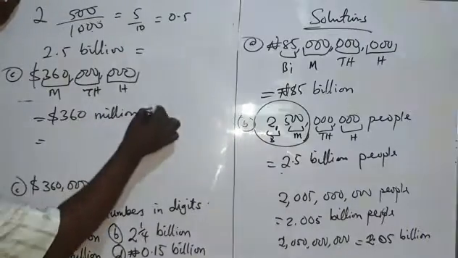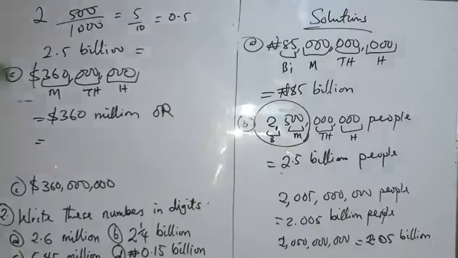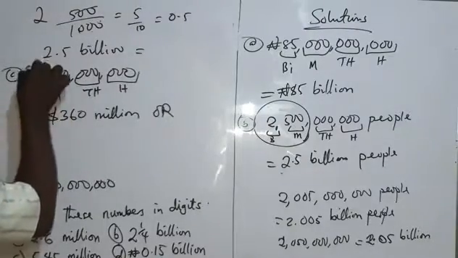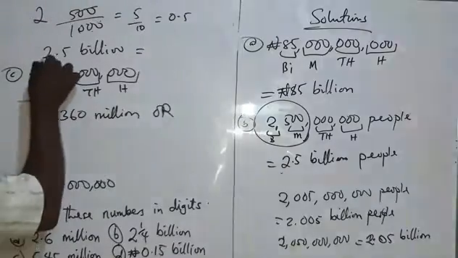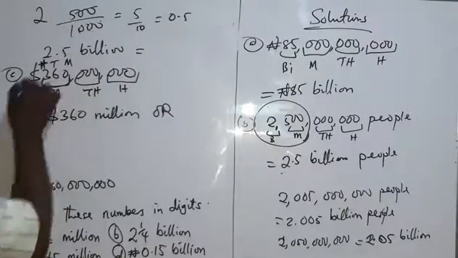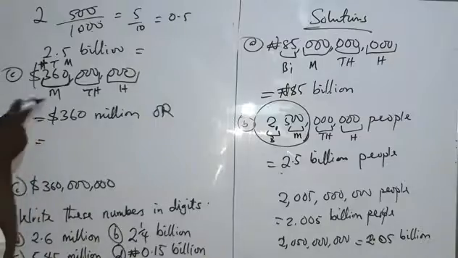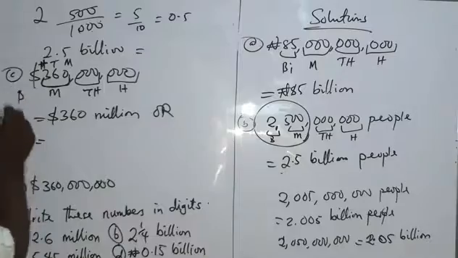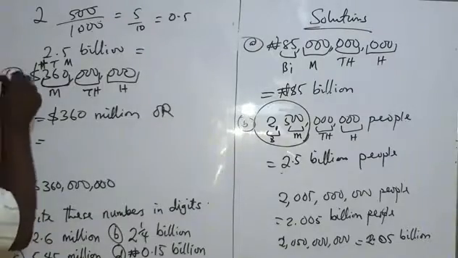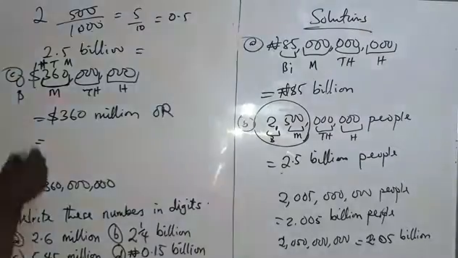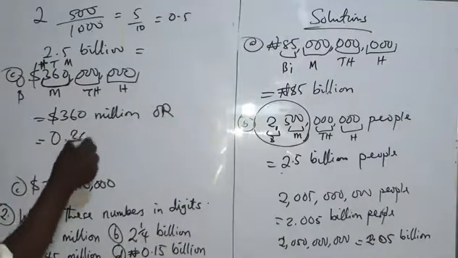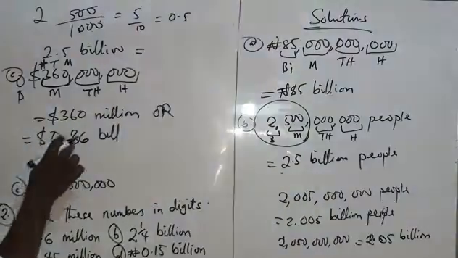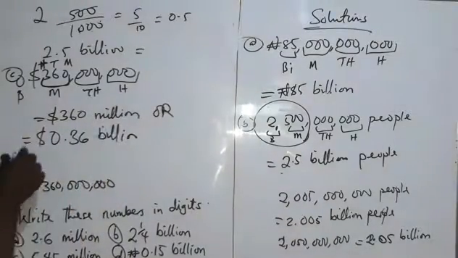Or it's possible you have it this way. You can see this is hundreds of million, tens of million, and this is what? Million. So what we're going to do is that the next value after million is what? Billion. So we assume that there is 0 billion here. So it will then go 0.36 what? Billion. We can have it this way as well. 0.36 billion dollars.